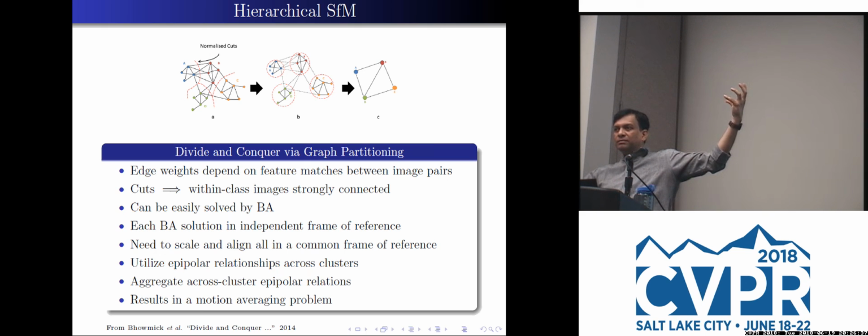Is that clear? So what this now translates to is essentially a smaller motion averaging problem, because you can solve these individual problems, and now there are edges that are going to go from one subset to the other. Those edges give you relative motion relationships.